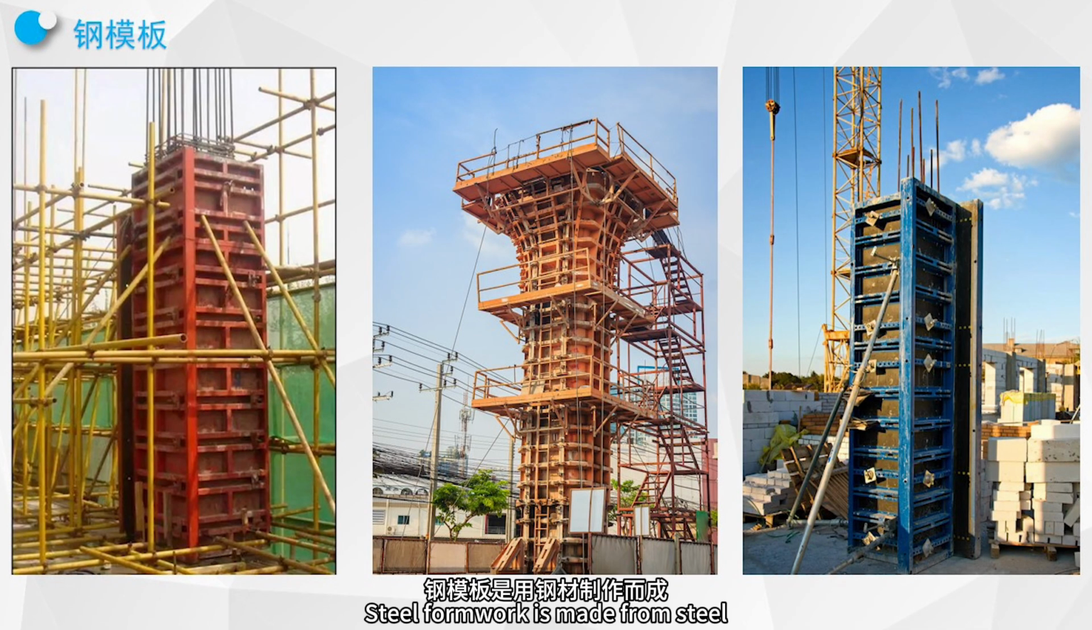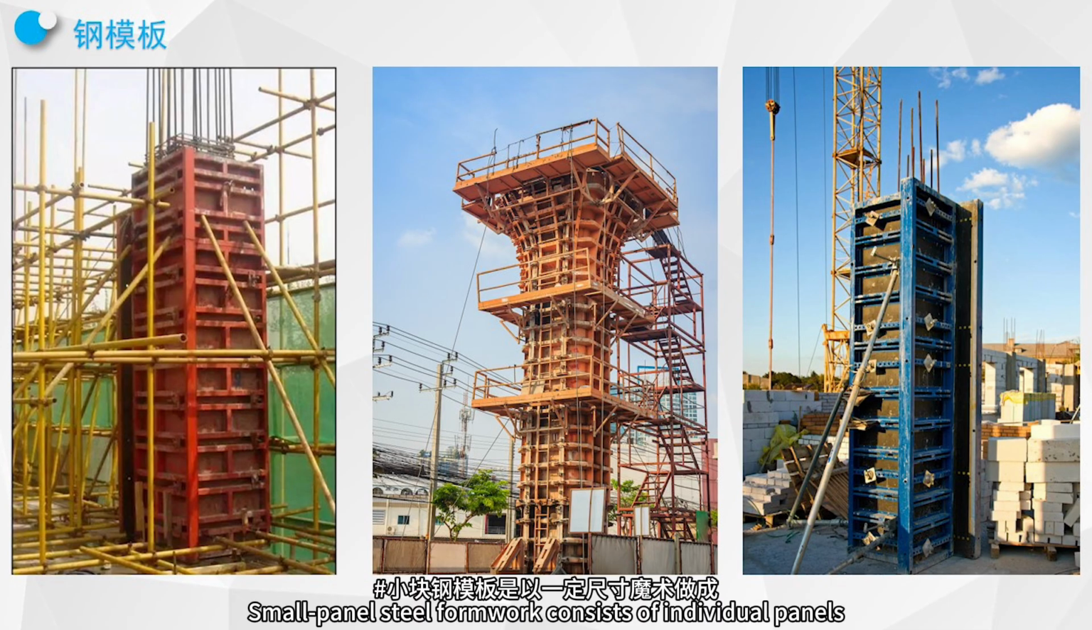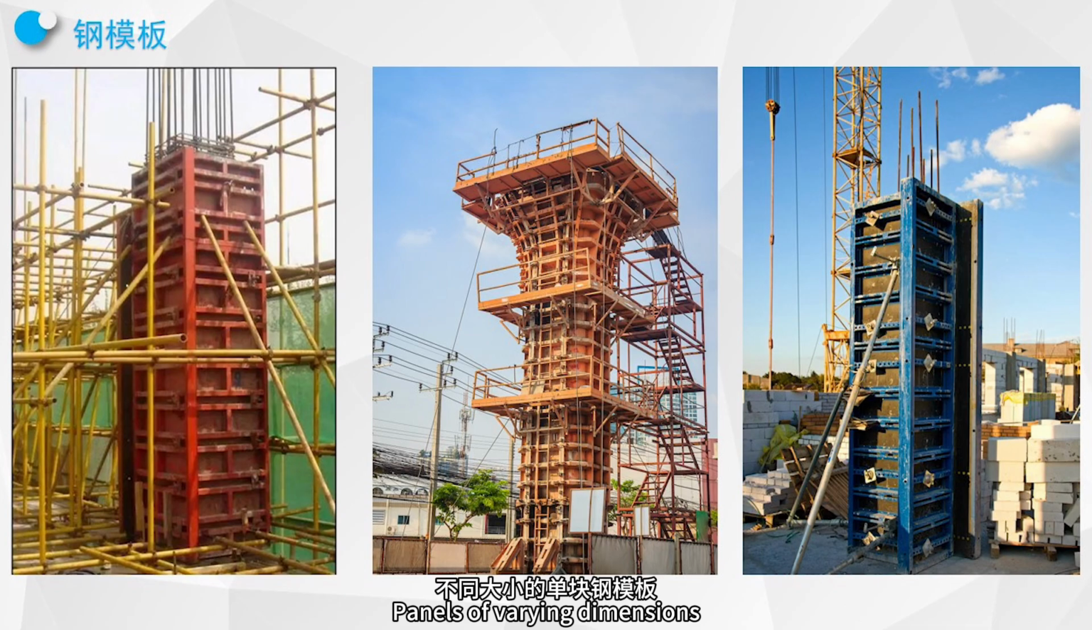Steel formwork is made from steel and available in different sizes. Small panel steel formwork consists of individual panels made to specific modular sizes. Panels of varying dimensions are assembled during construction to achieve the required component dimensions, also known as modular steel formwork. Large panel steel formwork is used for wall forming, commonly applied in shear wall structures. Its size is customized according to the designed wall dimensions.